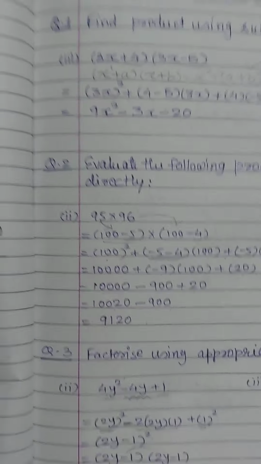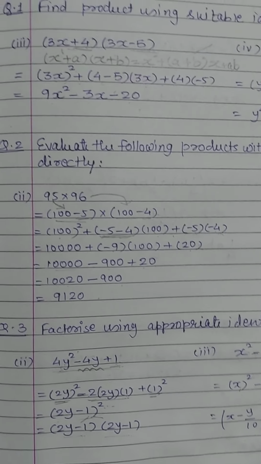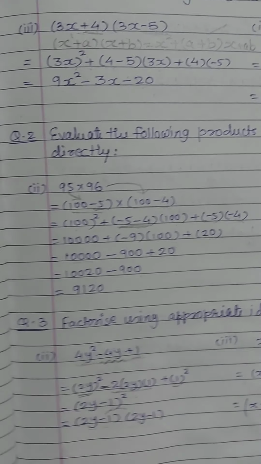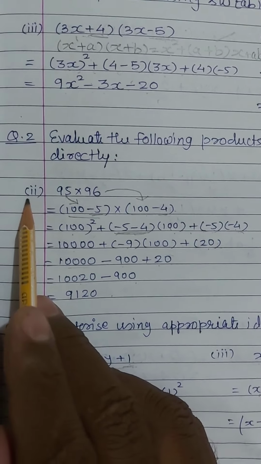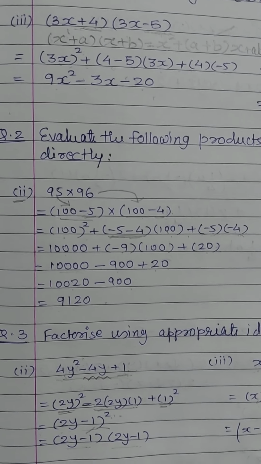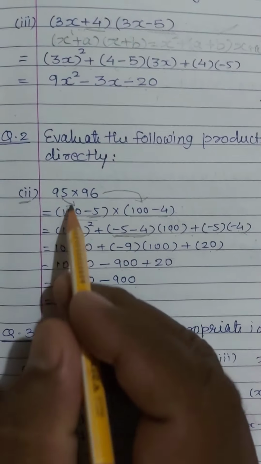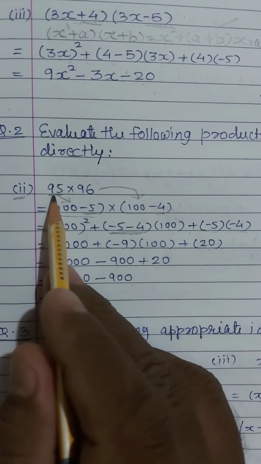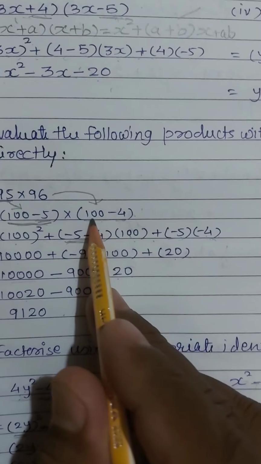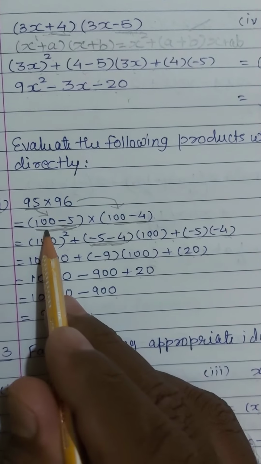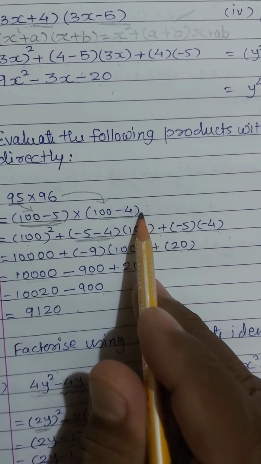Question number 2. Now evaluate the following product without multiplying directly. You have to find the products without multiplying directly, means you have to utilize the identities here. Okay, I have taken question number 2 from that. 95 × 96, right? So how can we solve this? 95 can be written as 100 − 5 and 96 is written as 100 − 4. So which identity are we going to utilize? (x + a)(x + b).